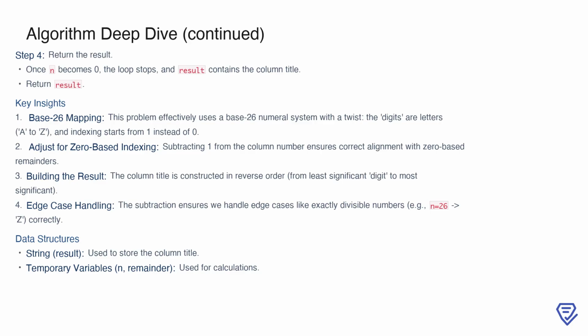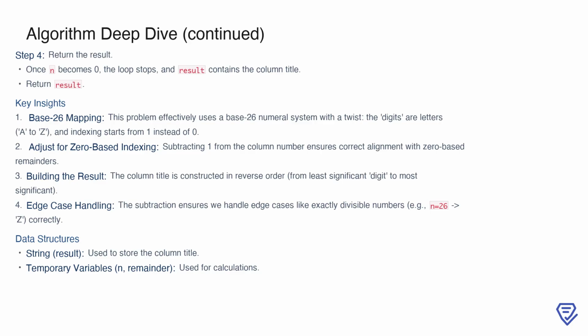There are a few key insights that can help solidify our understanding of the algorithm. First, this problem revolves around a base 26 numeral system, but with a twist. The digits are represented by letters, and the numbering starts at 1 instead of 0. To handle this, we subtract 1 from the column number at each step to align it with 0-based calculations. Another important detail is that the column title is constructed in reverse order, starting from the least significant digit.